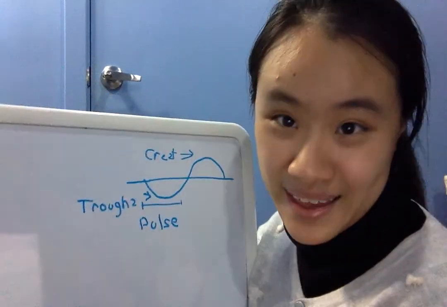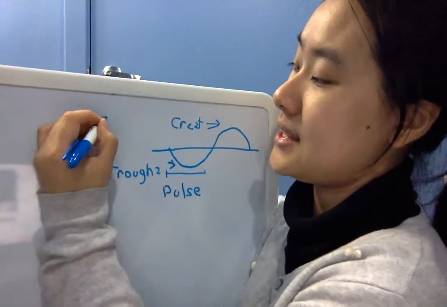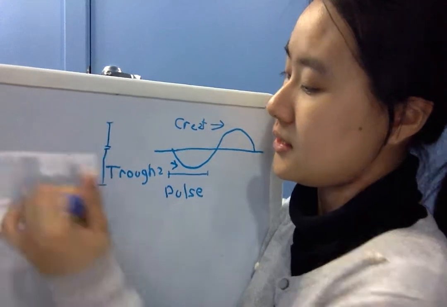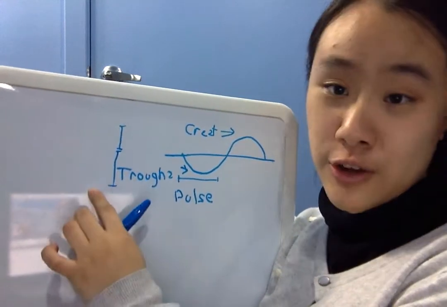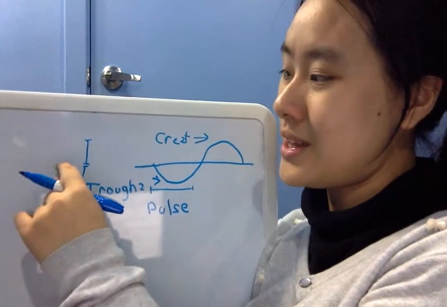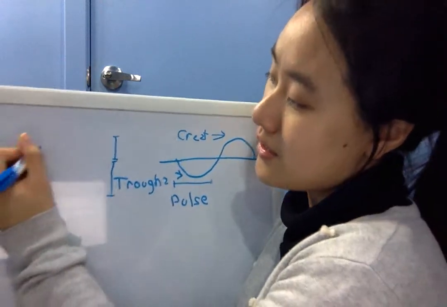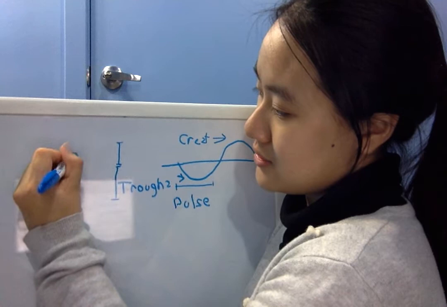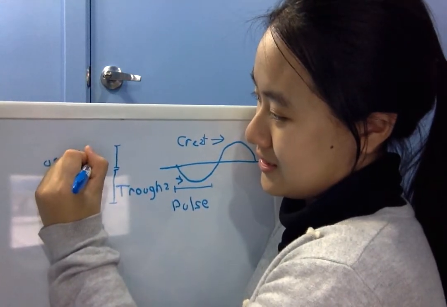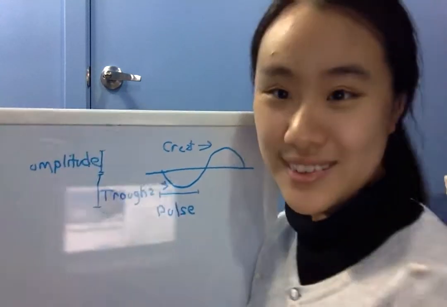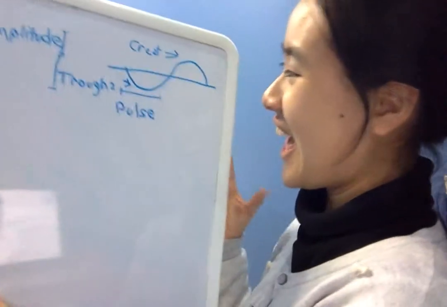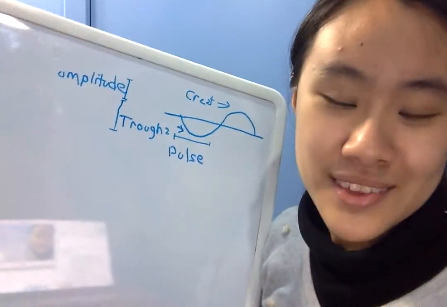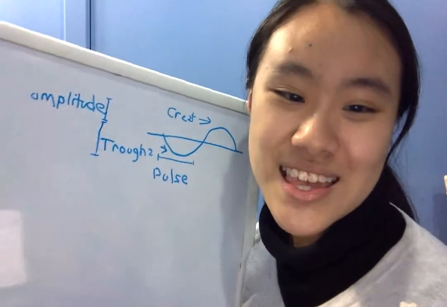An amplitude would be the distance from either the baseline to the trough or the distance from the baseline to a crest. So this would be called amplitude. Those are the definitions. And now let's go right into interference.